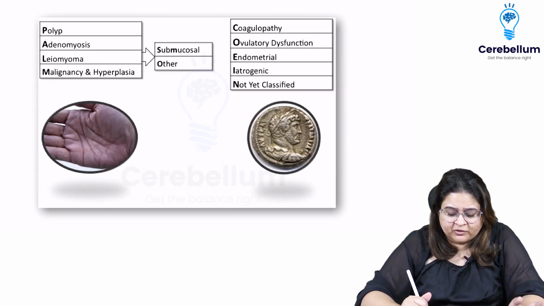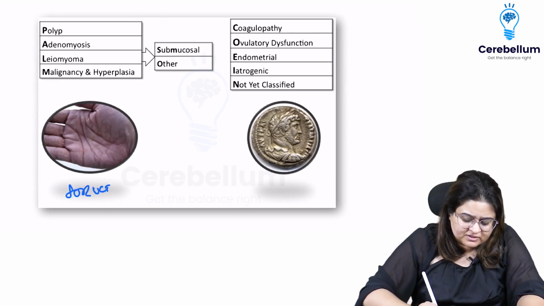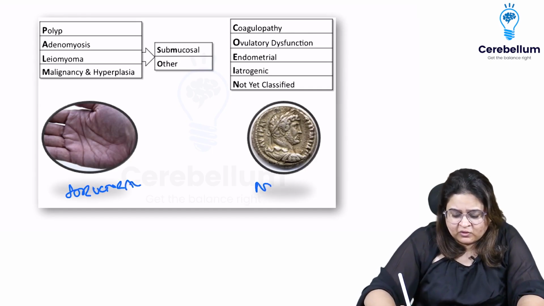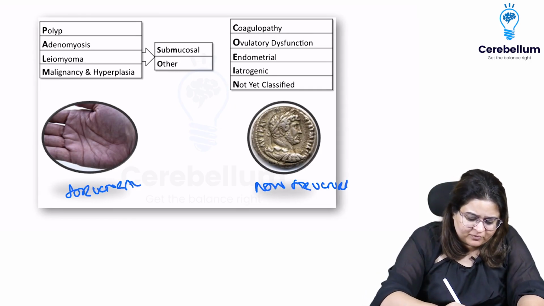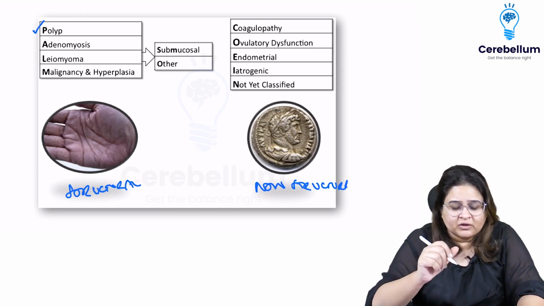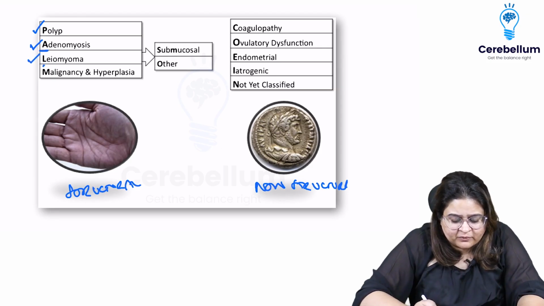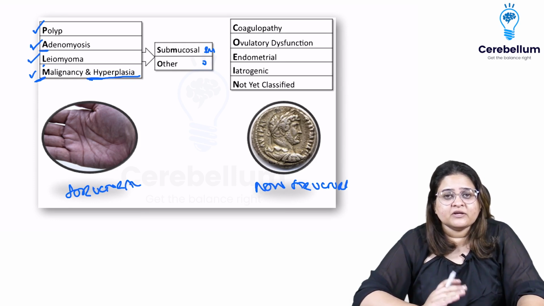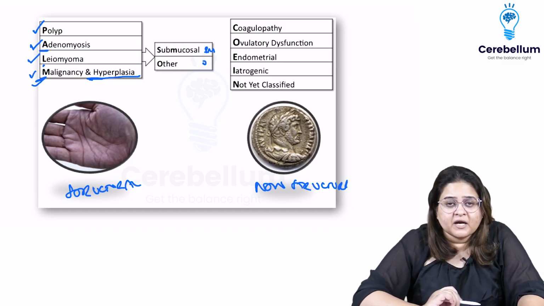Now, what are the causes of AUB? And remember the PALM-COEIN, very important. PALM refers to the structural causes and COEIN refers to the non-structural causes. So what is PALM in the structural? P is for polyp, endometrial or a cervical polyp. A is adenomyosis, which we have discussed. L is leiomyoma, which could be submucosal or other. And M is malignancy, and hyperplasia is also here. Hyperplasia is endometrial hyperplasia, which is a pre-malignant condition for endometrial cancer. So that has been kept here. So polyp, adenomyosis, leiomyoma and malignancy.